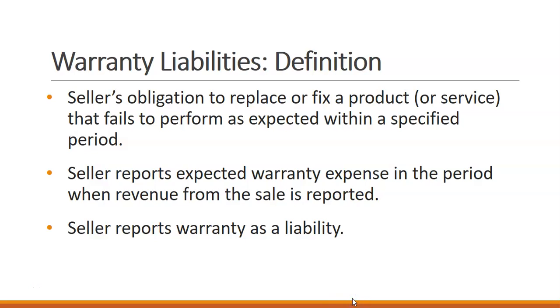The next estimated liability that we have is warranty expense. A warranty is something that, as a seller, we include with our products, and we are obligated to replace or fix it if it fails to perform as expected, usually within a specified period. You might have purchased a car at one time that came with a warranty.